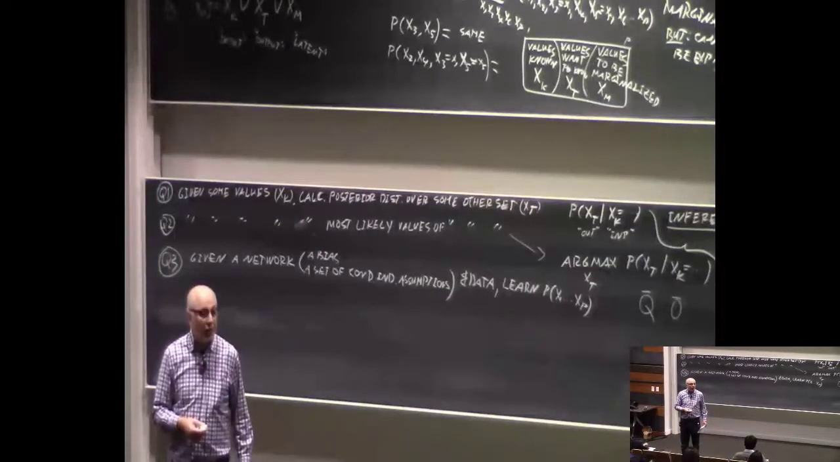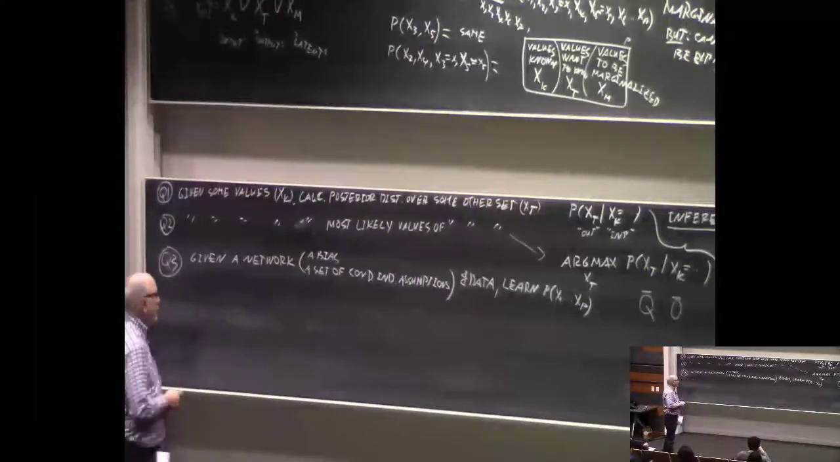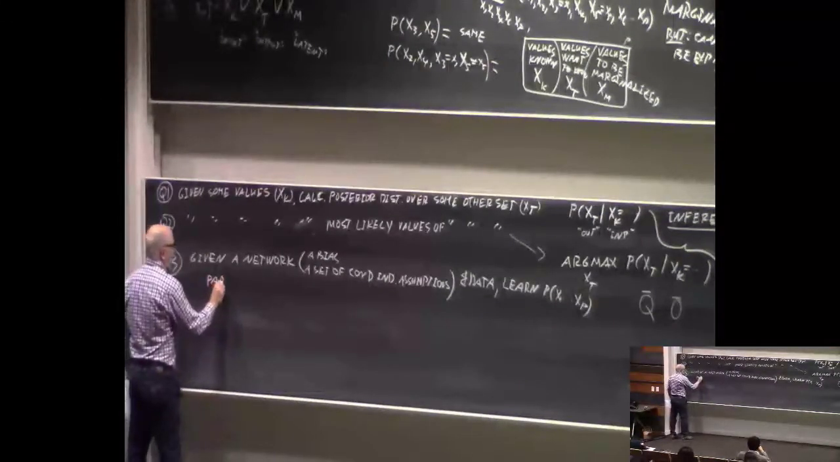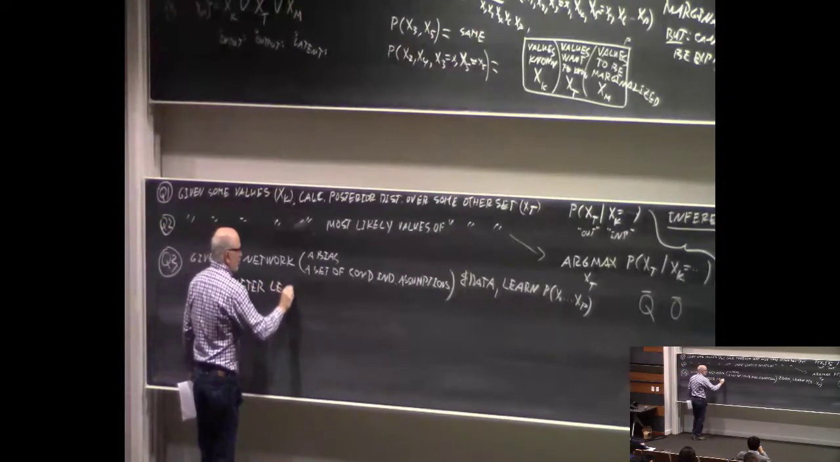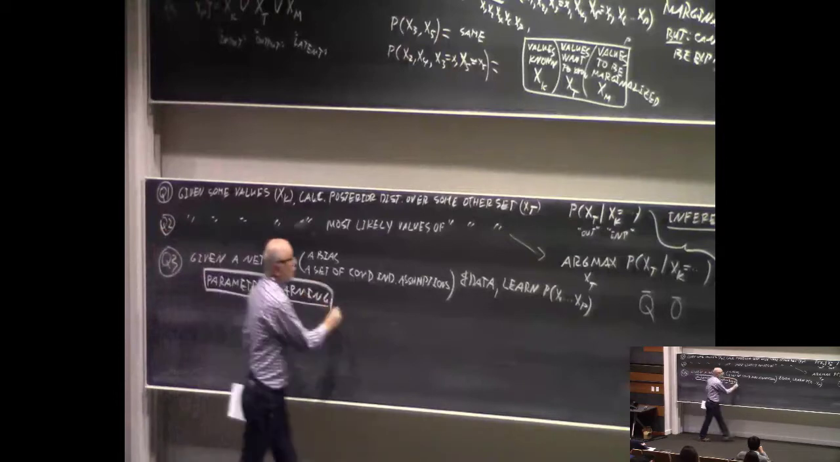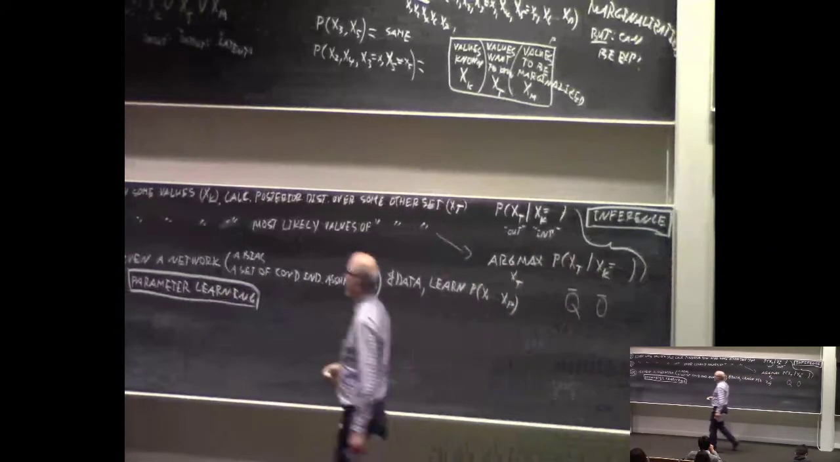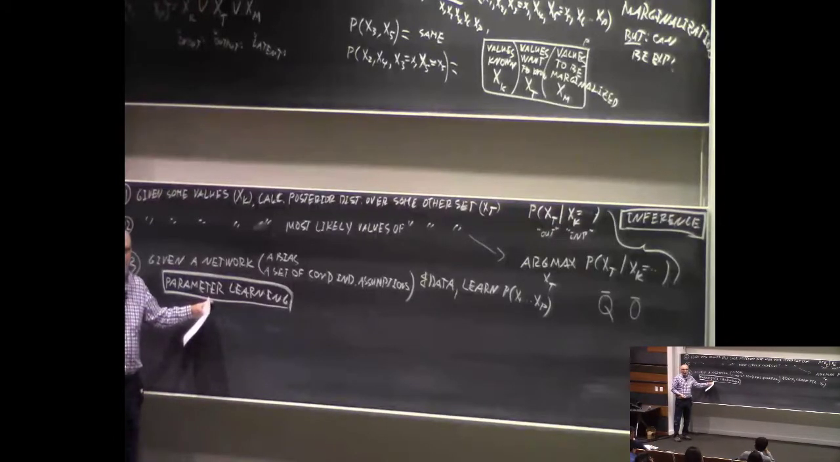It could be easy or it could be hard. If the data is complete, this is typically easy. If the data is incomplete, different elements are missing for different records, this could be hard. I'll go over this in more detail later. This is called parameter learning, whereas this is called inference. The first two are inference. In the HMM case, this is the forward-backward algorithm, or the Baum-Welch algorithm.